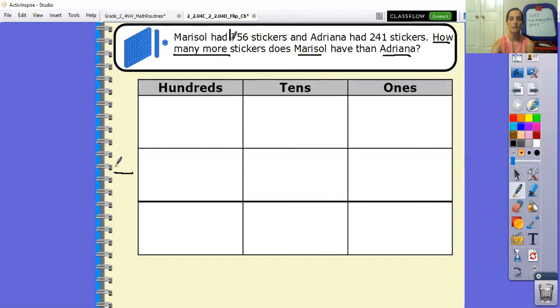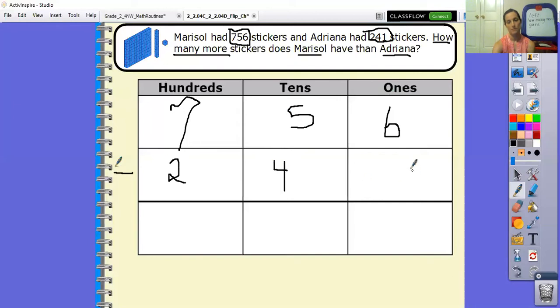She has 756 stickers. So I'm going to place that into my chart. So I have 7 hundreds. Excuse my very terrible handwriting. We have 5 tens and we have 6 ones. So 756. Adriana has 241 stickers. So remember, we are subtracting that amount from Marisol's. And we have set up our problem.